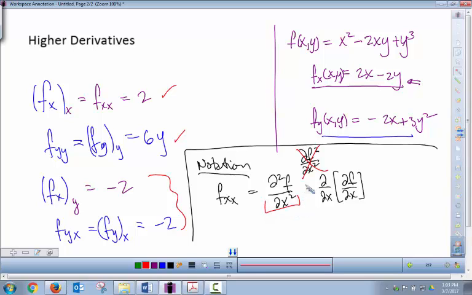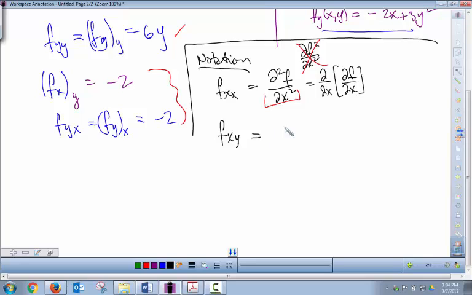Most of the time, like I said, f_x is easy to write, so f_xx seems natural and easy to write. f_yy works the same way, but let's take a look at f_xy. f_xy says that we're taking the derivative of f with respect to what first? With respect to x first, right? And then after we take the derivative with respect to x, we're going to take the derivative of that with respect to y.